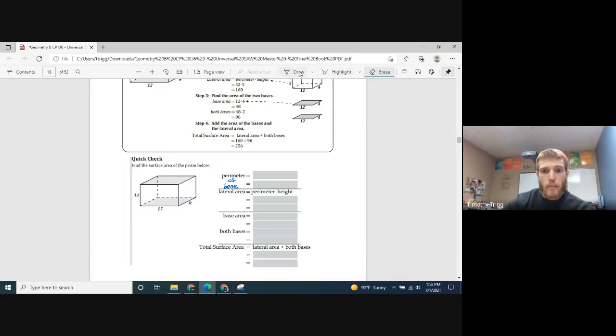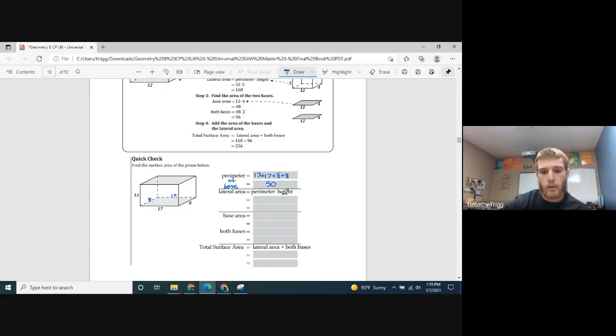Okay, so when you think about that, it's 17 across here, but it's also 17 on the back side. It's 8 over here on the right, but it's also 8 over here on the left. So if you were to walk around this shape, this would be 17. You'd have to walk 17 twice, right? And you'd have to walk that 8 twice. So our perimeter for the base is 17 plus 17 plus 8 plus 8. Okay, so that would equal 50. So the perimeter of the base is 50.